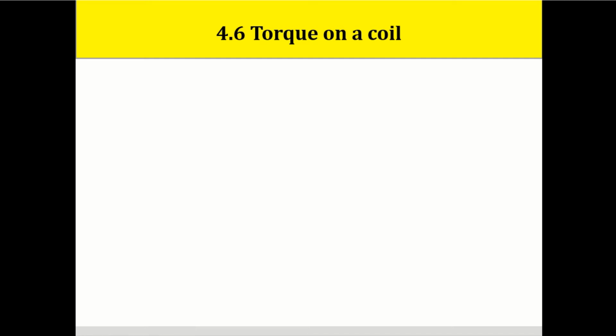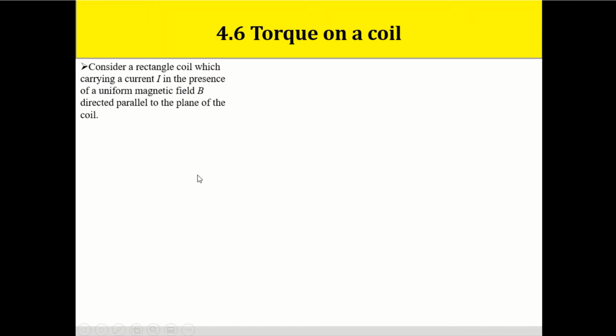Subtopic 4.6, Torque on a Coil. In semester 1, you have learned about torque, which means the tendency of an object to rotate when there is a force acting on it. For this case, we are dealing with magnetic force that makes the coil, which is carrying a current, rotate in the magnetic field. Let's go into detail on how it happens.